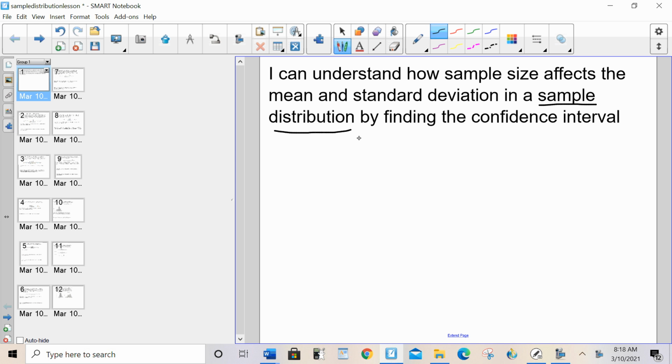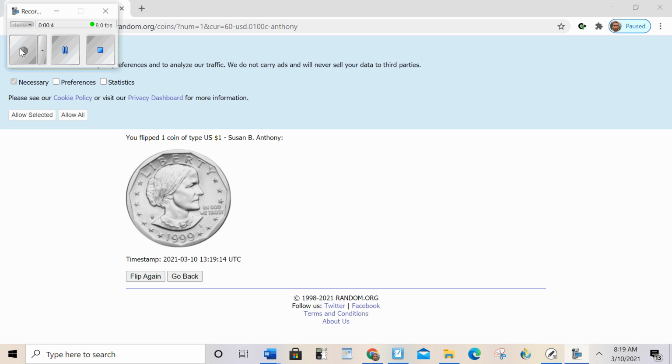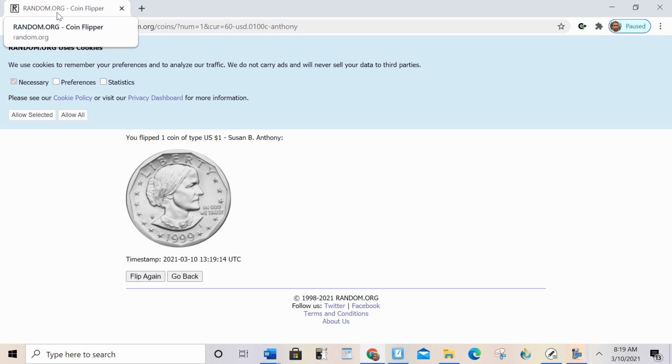Let's say that I want to flip a coin and I want to determine the proportion that lands on heads. So let's simulate that here. In fact, let me just pause for a moment. All right, so we're going to flip, why not, it's Women's History Month, so let's do the Susan B. Anthony coin. I'm going to flip it 5 times, and I'm going to record the proportion of heads.